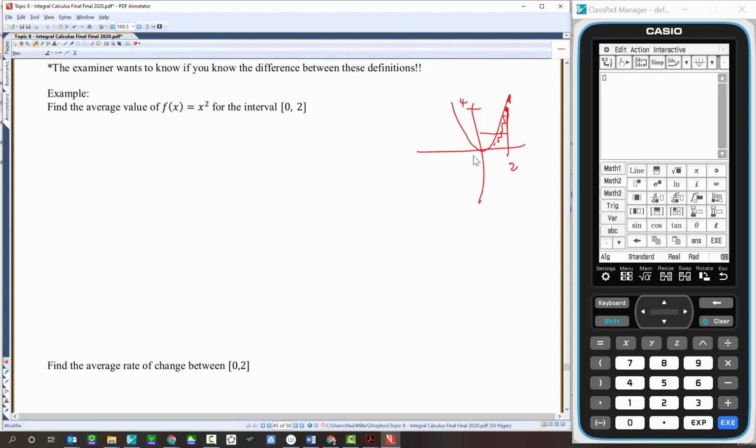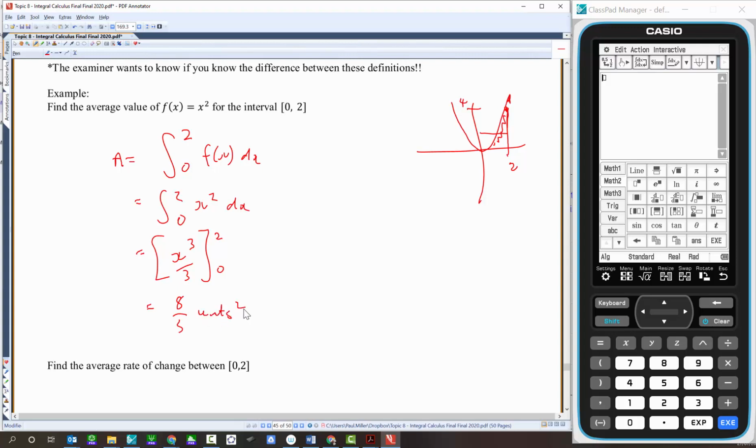Okay, all right. So what I'm going to do first of all is just integrate to find the area under the curve. So integrate between 0 and 2, f of x dx, which is x squared dx, which is x to the 3 on 3, between 2 and 0, which is 8 on 3 units squared. All right, so basically what I know is that this area here totals 8 on 3 units squared.